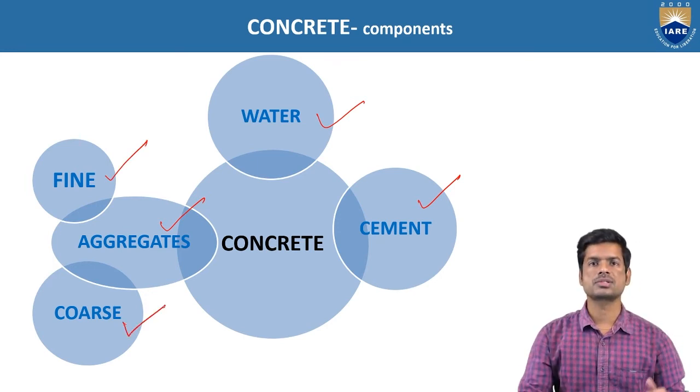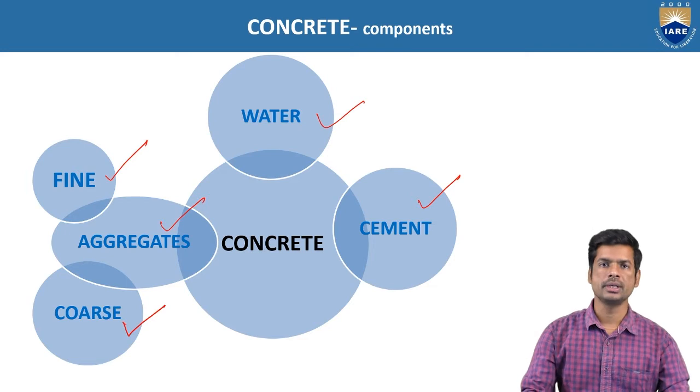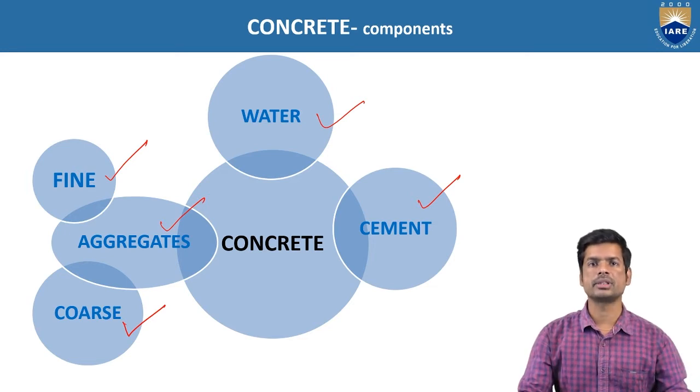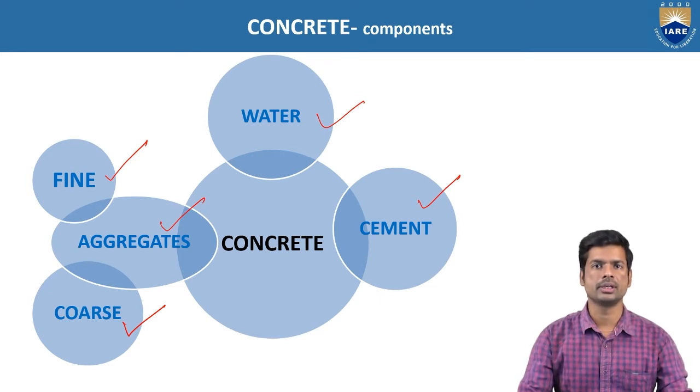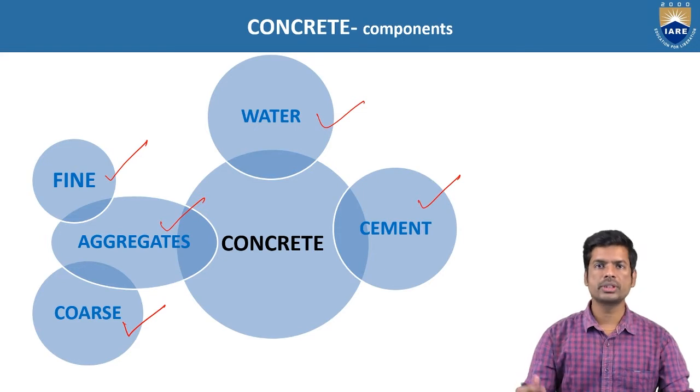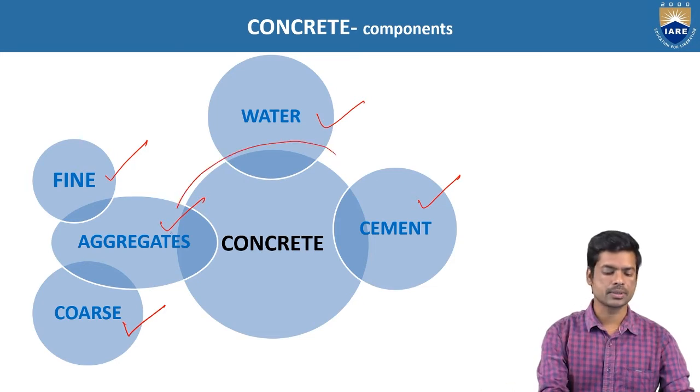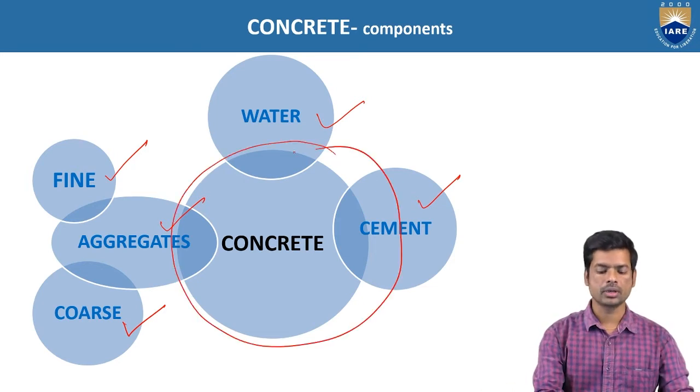In the last class we already discussed aggregates. Fine aggregate is the aggregate having a size below 4.75 mm, and the aggregate having a size more than 4.75 mm is called coarse aggregate. By combining all these materials we prepare concrete.